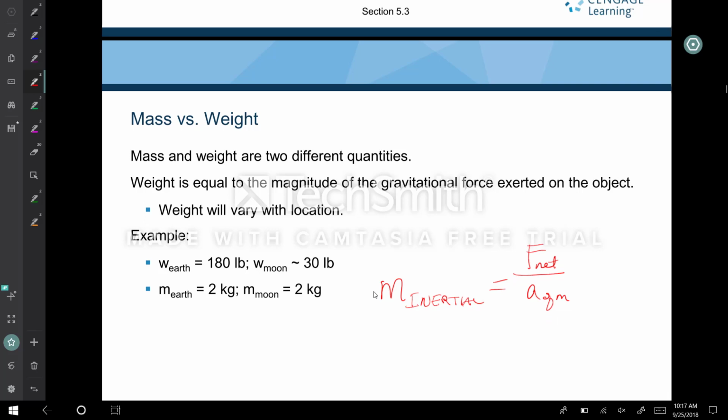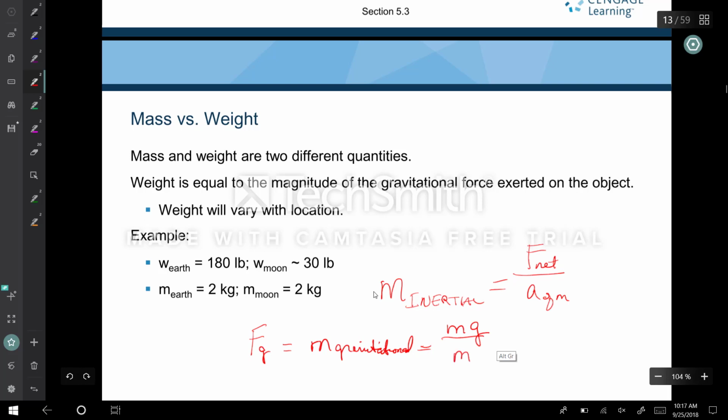F equals ma. You change F, you change a. You don't change m. But we also can observe that the force of gravity is m gravitational g, which is mg over m, or the weight, F sub g. Oh, hold on. Let me clean that up just a little bit. I was talking about the F sub g is the product of m times g. So it's the gravitational mass.